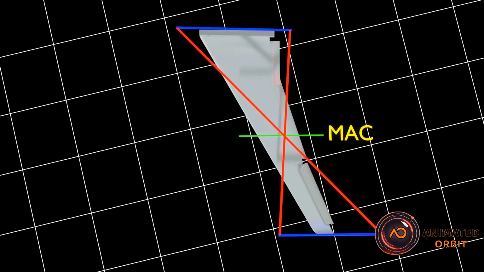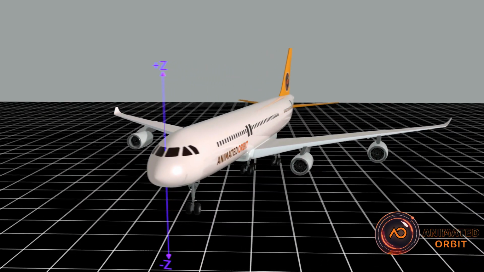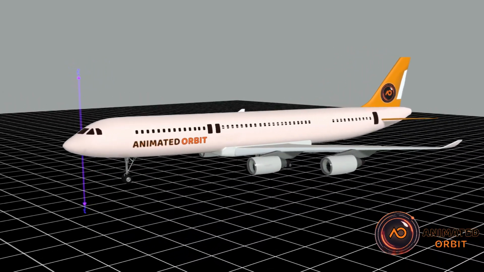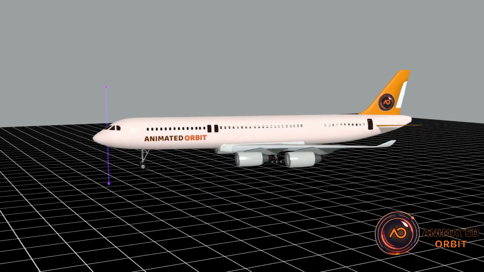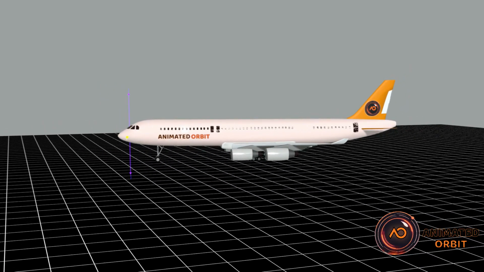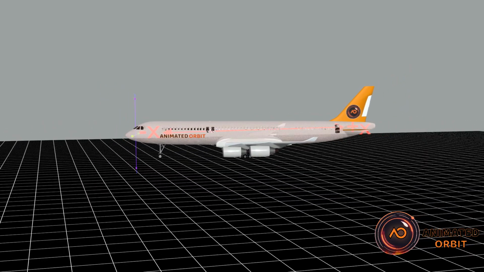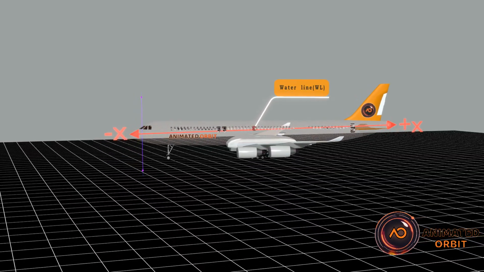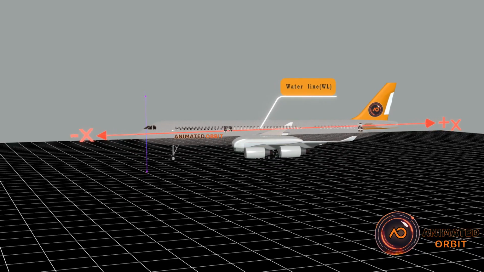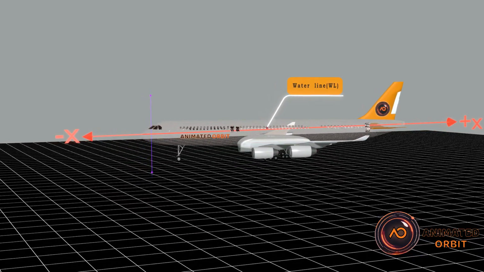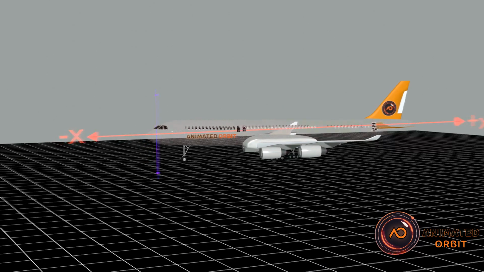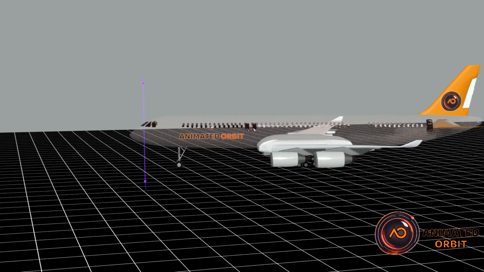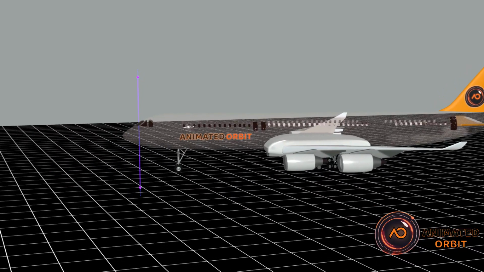representative chord for analysis. Waterline, WL. Definition: this is a horizontal reference line used to measure the vertical position of points on the aircraft. Function: the waterline helps in determining the height of different components relative to a base reference point, typically the underside of the fuselage. Example: WL100 indicates a point 100 inches above the base waterline. These reference lines are essential in aircraft design, maintenance, and inspection, ensuring precise measurements and alignment of parts.